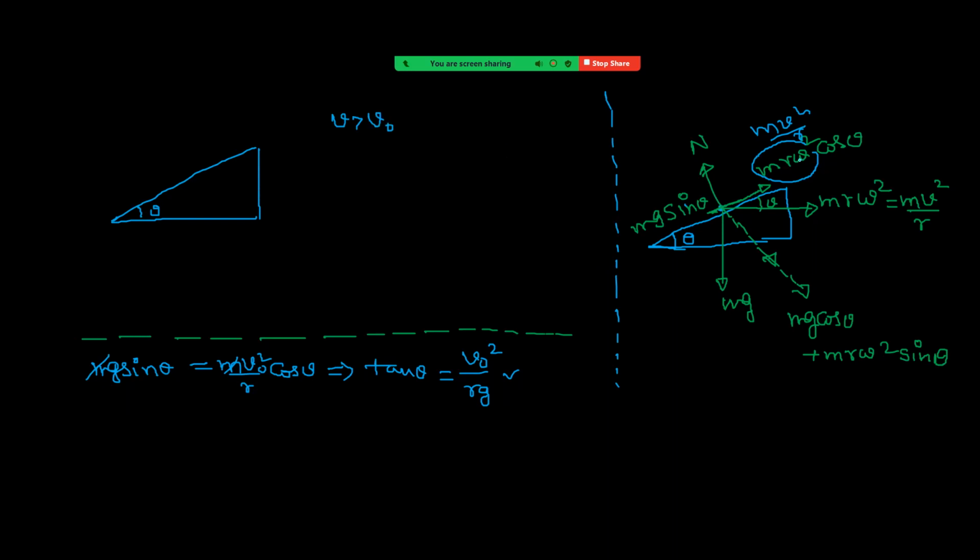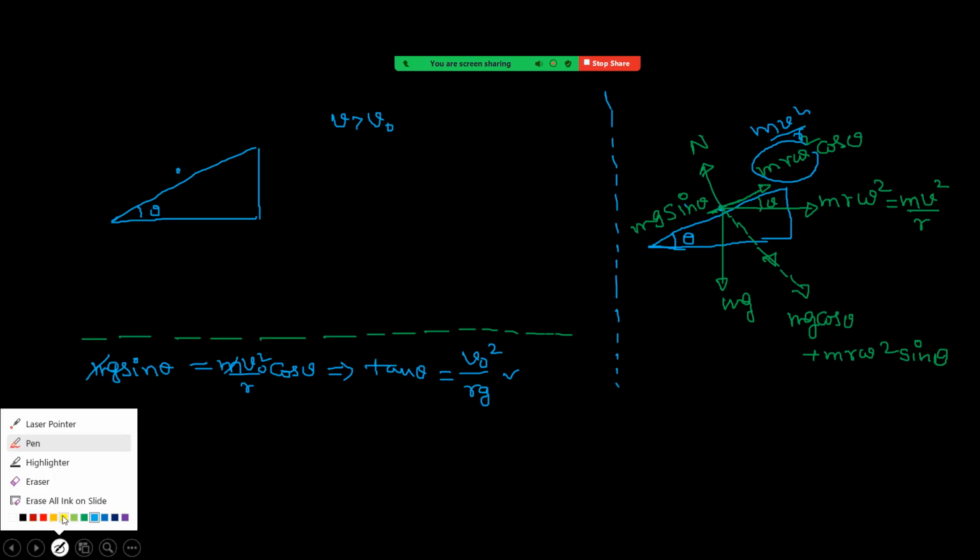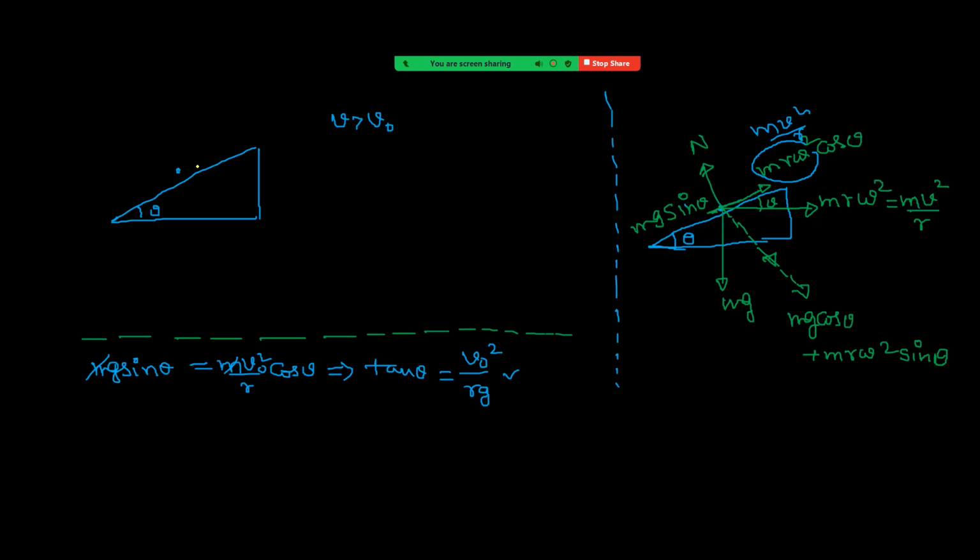Therefore, mv square by r cos theta is dominating. Since it is dominating, it tries to slide up the road. So friction will be down the road.